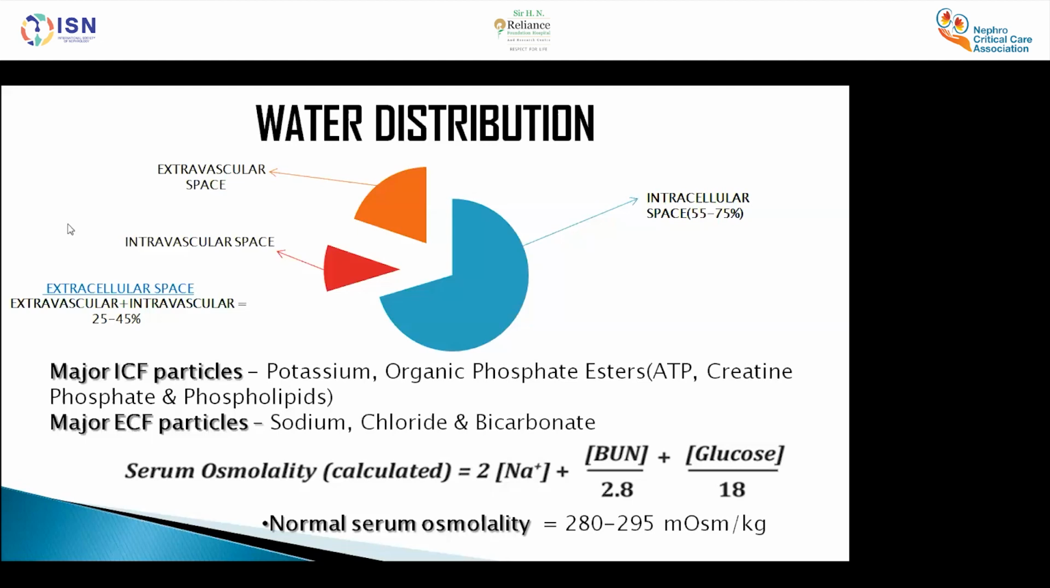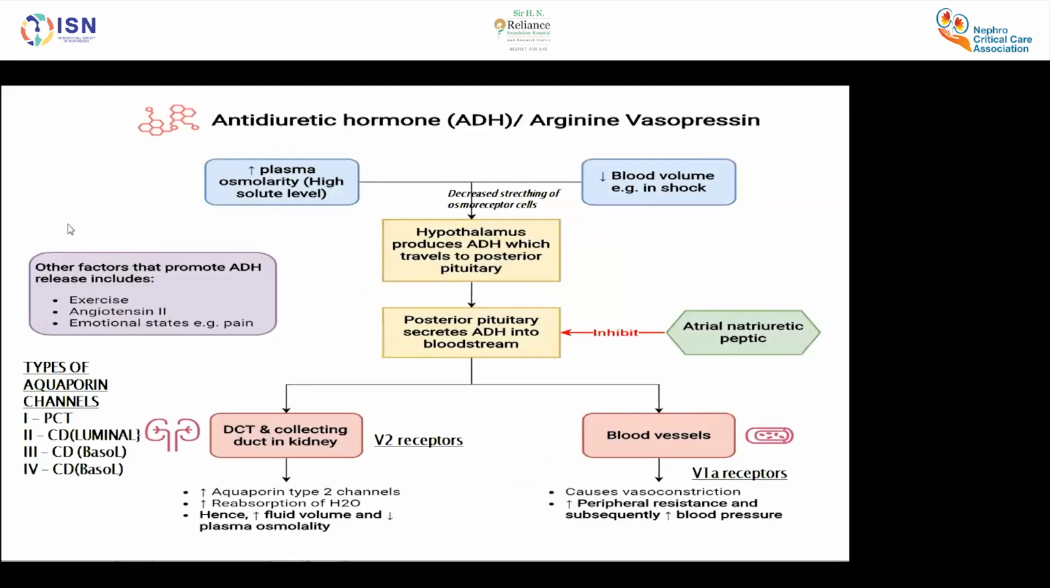Serum osmolality is calculated by the formula as shown, in which sodium is the major factor, and other factors are BUN and glucose. Normal osmolality lies between 280 to 295. Anything above 295 or 300 is called hyperosmolar, and anything below 280 is called hypoosmolar. Antidiuretic hormone has a very important role to play in sodium balance, as it causes water absorption.